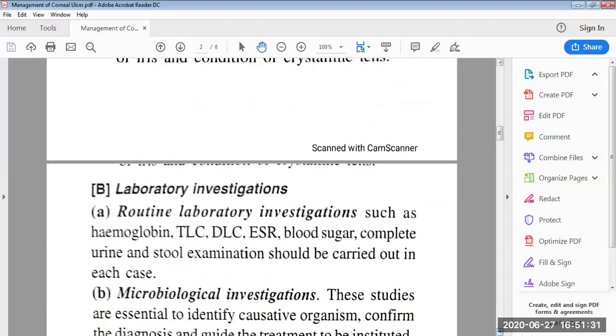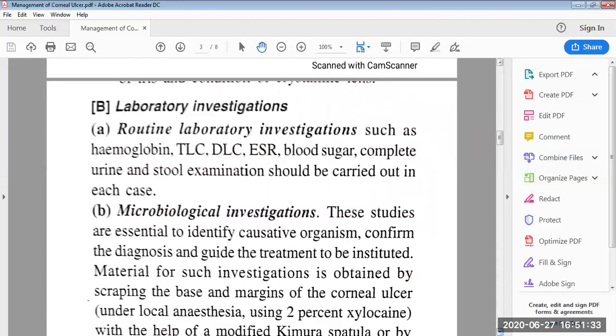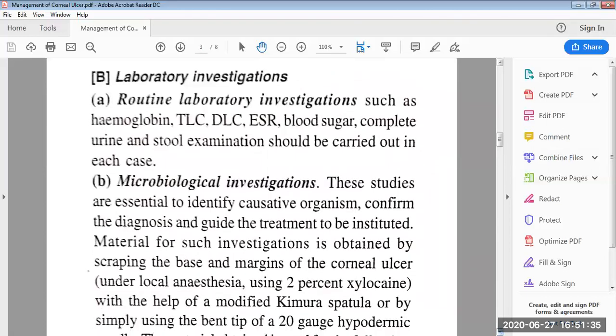Then we should go for the laboratory investigations. First, we should do the routine laboratory investigations such as hemoglobin, total leukocyte count, differential leukocyte count, erythrocyte sedimentation rate, blood sugar level, fasting and PP. Complete urine and stool examination should be carried out in each case.